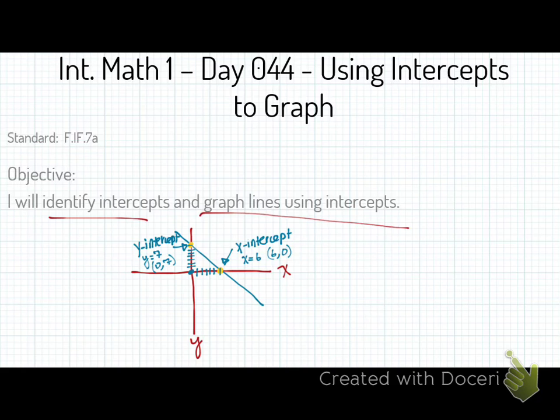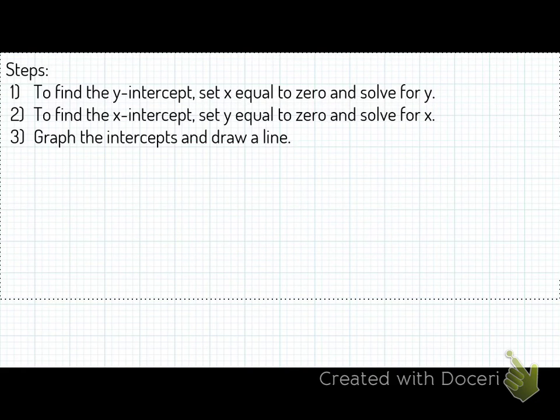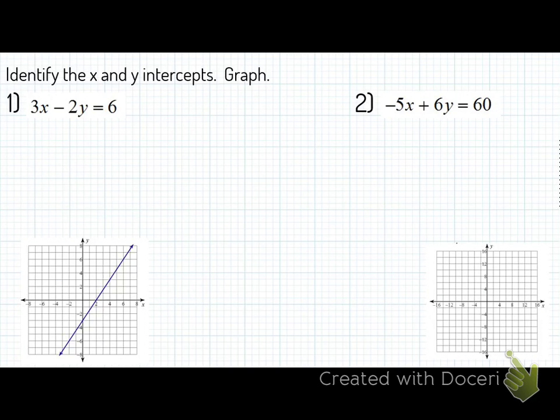Okay, so here are the steps. If you're in the video, you should pause the video and write these down. Okay, and here we go. We're going to continue on here: identify the x and y intercepts, and we're going to graph. I graphed this first one for you. I left the graph there because I wanted you to see the connection. This first one's already graphed for us, but how do you figure out what the x and y intercepts are?